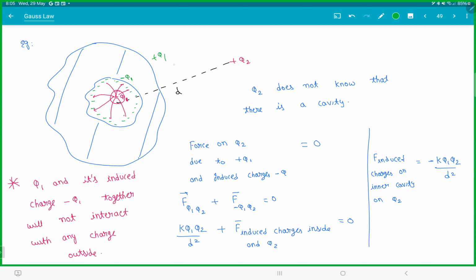यहाँ पे surface में charge Q1 आएगा, ये Q2 का induced charge आएगा, ये Q2 है. There'll be a lot of things on the surface. So net force will not be zero.